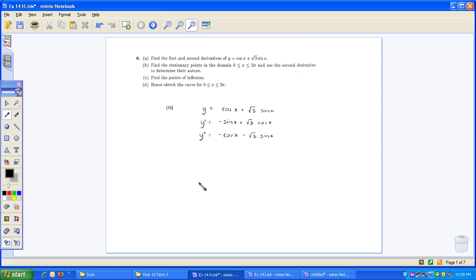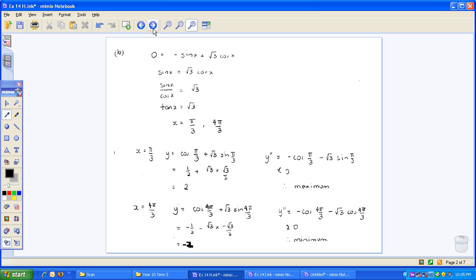In this question, what we ultimately want to do is graph cos x plus root 3 sin x. So we have to go through all those steps, such as, firstly, finding the first derivative and second derivative. And they're not too hard to find. They're just normal functions, so don't read too much into it.